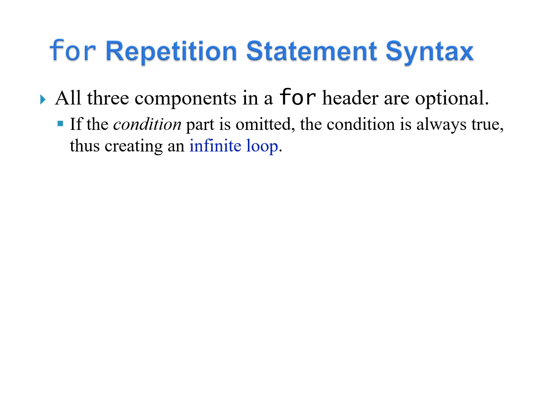Let's go back to the syntax of the for statement. In the general format of the for statement, there are three components in the for header. However, all those three components are optional, meaning you can omit any of them or even omit all of them at once. But if the condition part is omitted, the condition of the loop is always true. Therefore, it creates an infinite loop.